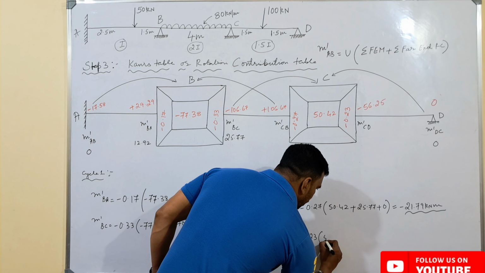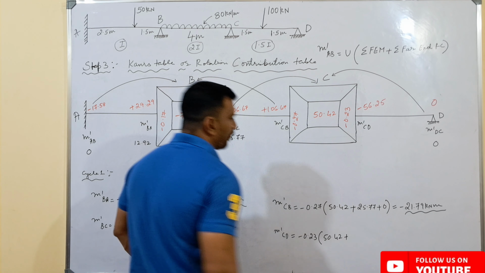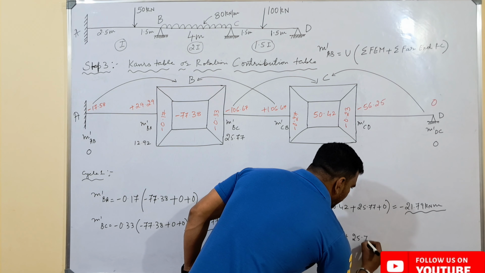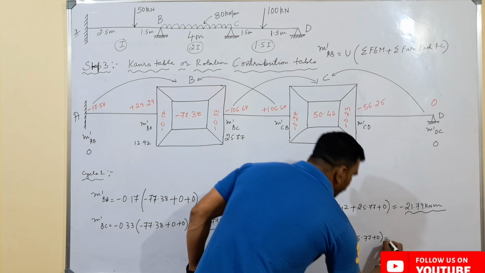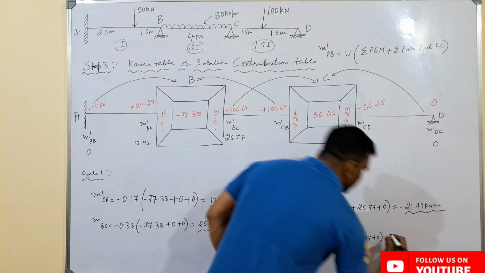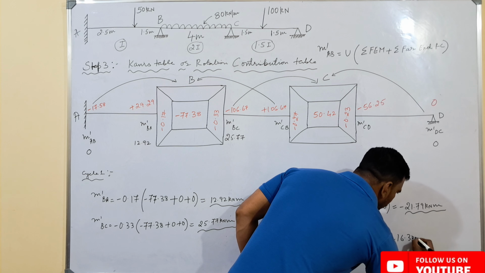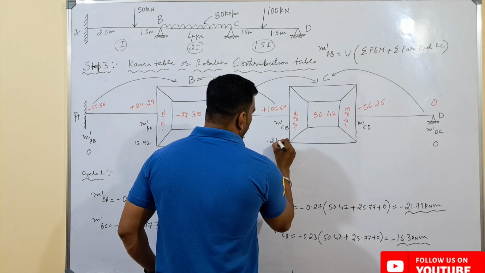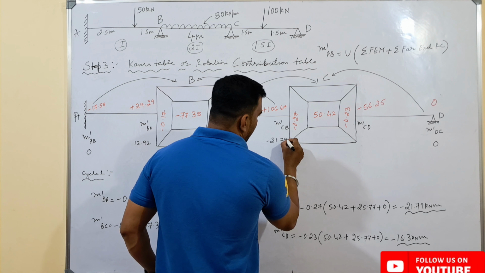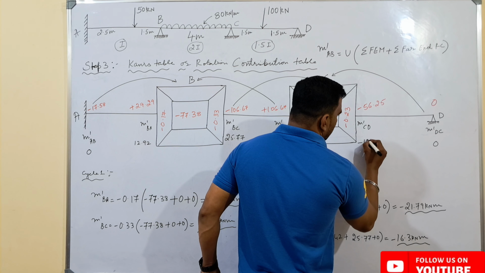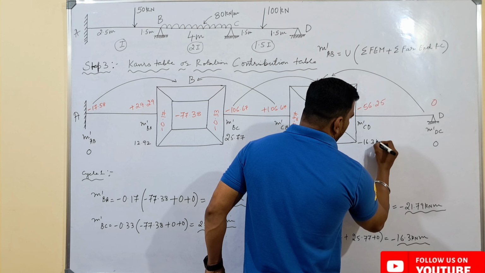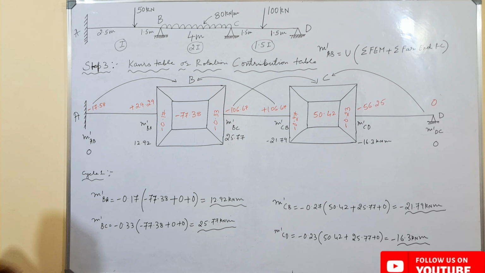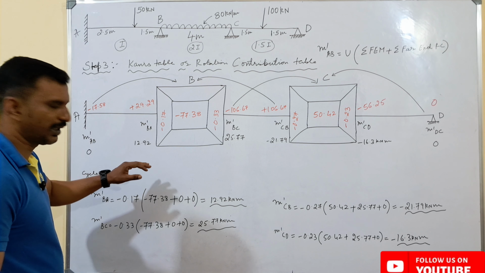Similarly, M dash CD, the rotation factor here is minus 0.23 and the summation of fixed end moment 50.42 plus the new iteration value which we had got, that is 25.77 plus 0, will be equal to minus 16.3 kilonewton meters. So this value we have to write here, that is minus 21.79 and this value minus 16.3 kilonewton meters.